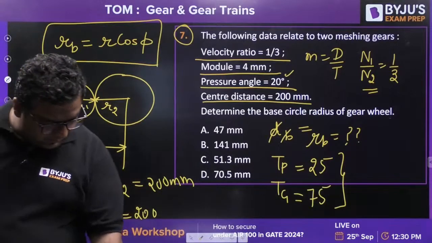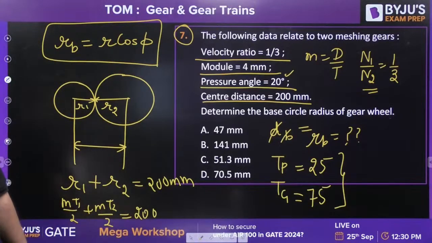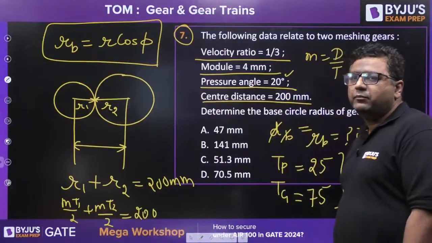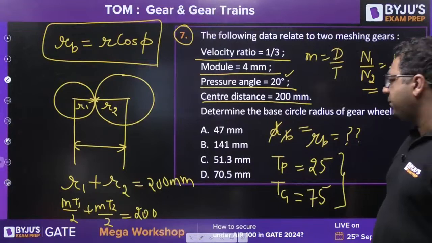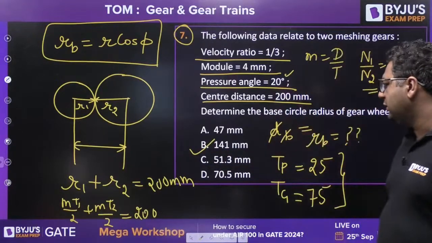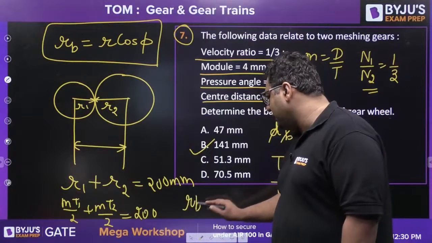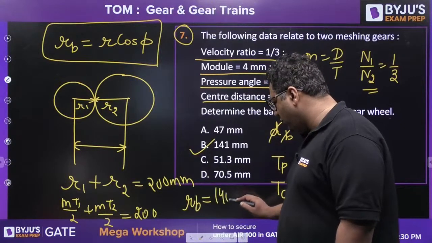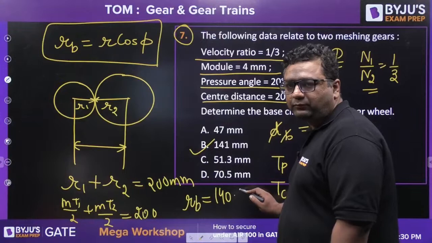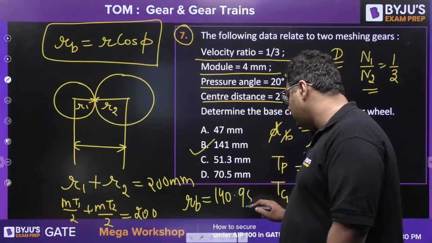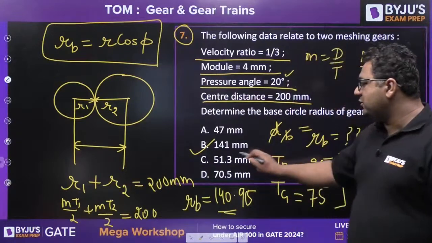Okay. So, yes, Midun, you also need to cross check, because Jamin also has given the answer B, and yes, B is the right answer, because you will be getting this base circle radius as 140.95. Very good. So the answer is 141 mm.